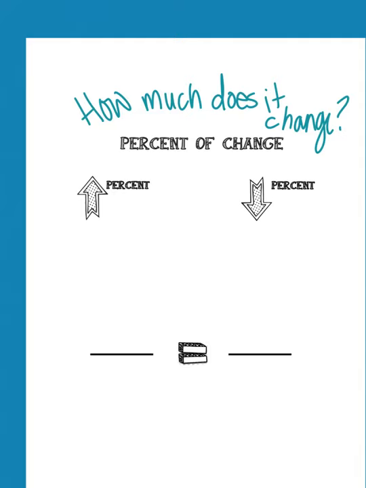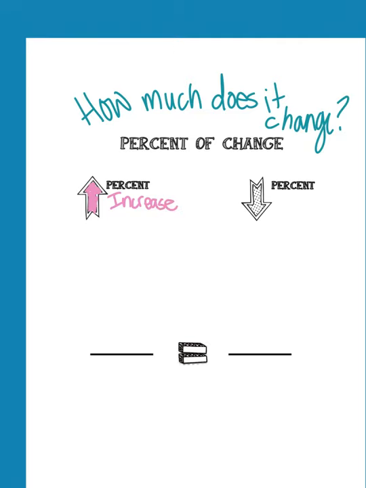We're going to talk about percent of change, and that means how much does it change? What percent does it change? So if something is changing, like an amount, it can go up and it can go down. If it goes up, then that is percent increase, because it's going up, it's increasing.